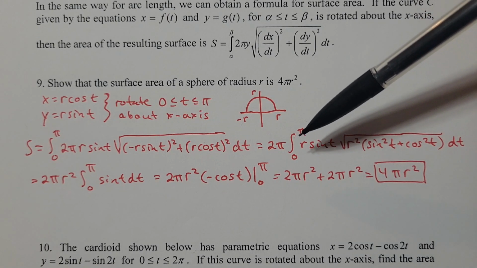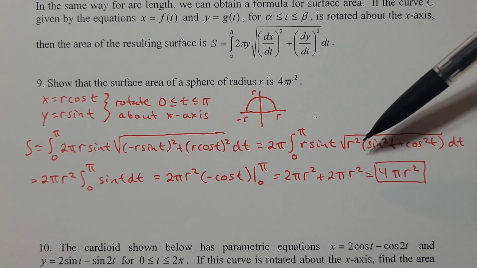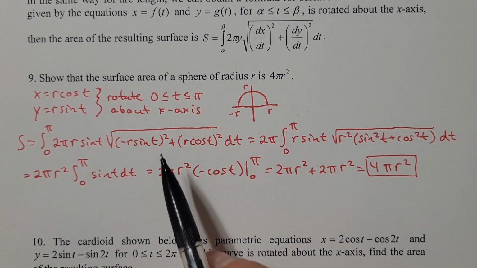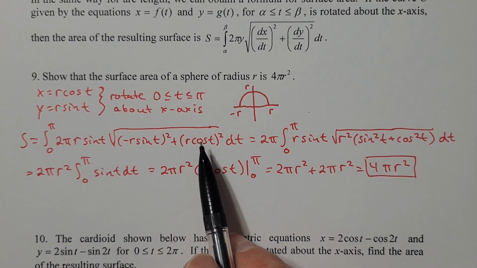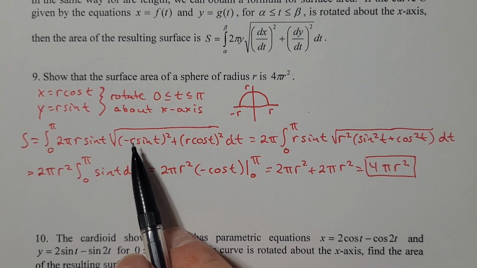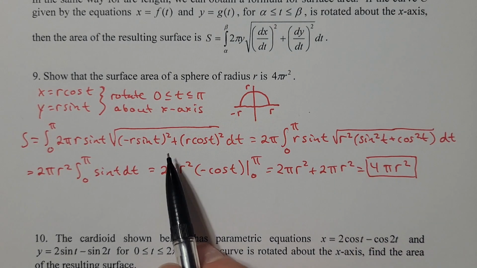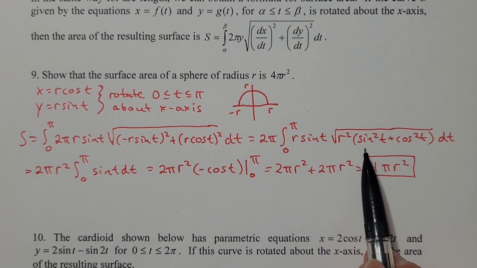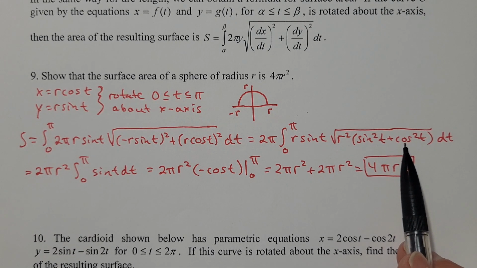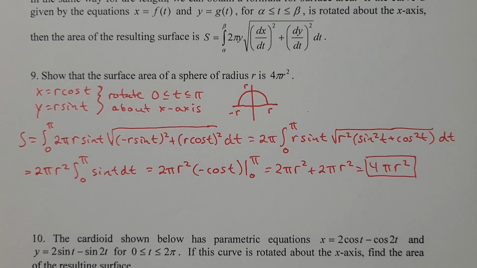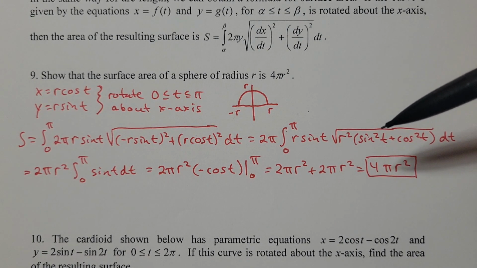Okay. 2 pi times the integral going from 0 to pi of r sine t times the square root of, now r squared is in common to these two groups, right? If I square this, I get r squared times cosine squared t, and there's negative r squared, the same as r squared times sine squared t. So r squared is in common to those two things. Let's go ahead and factor that out. We get sine squared t plus cosine squared t left over underneath the radical. That's 1.